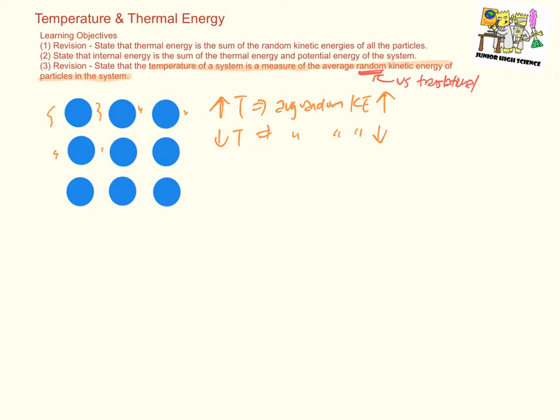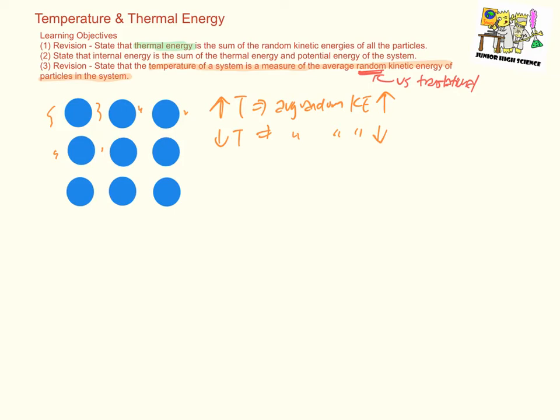Now, we have established that the average random kinetic energy of all the particles is related to the temperature of a system. What if we take all these random kinetic energies of all the particles and sum them up together? We add up all the random KE of all the particles. We will get the thermal energy of the system. So, in short, you have to remember that the average random KE of all the particles is related to the temperature, and the sum of all the random KEs of all the particles will give you the thermal energy of a system.